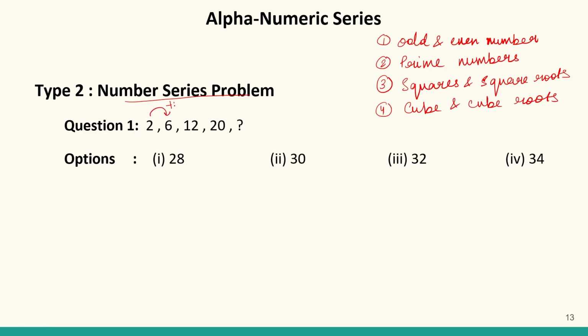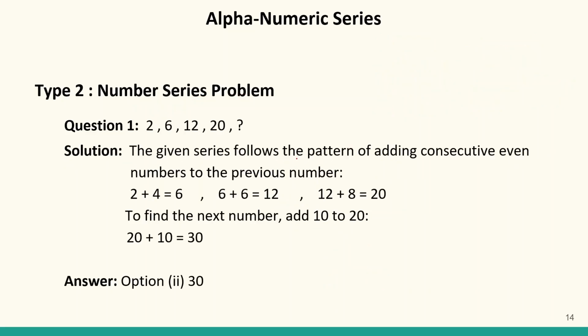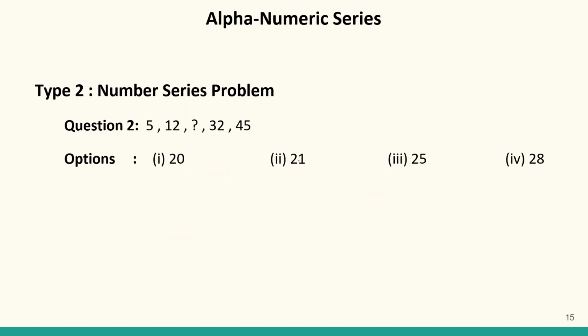I can see there's an increase of 4. 2 plus 4 equals 6. Then 6 plus 6 equals 12. Then 12 plus 8 equals 20. So I can see that the pattern is that we are increasing them by 2, right? 4 plus 2, 6 plus 2. So 8 plus 2 will be 10. And we'll add it to the previous term, which is 20. So our answer will be 30. So option number 2 will be our answer. Okay, this is the solution.